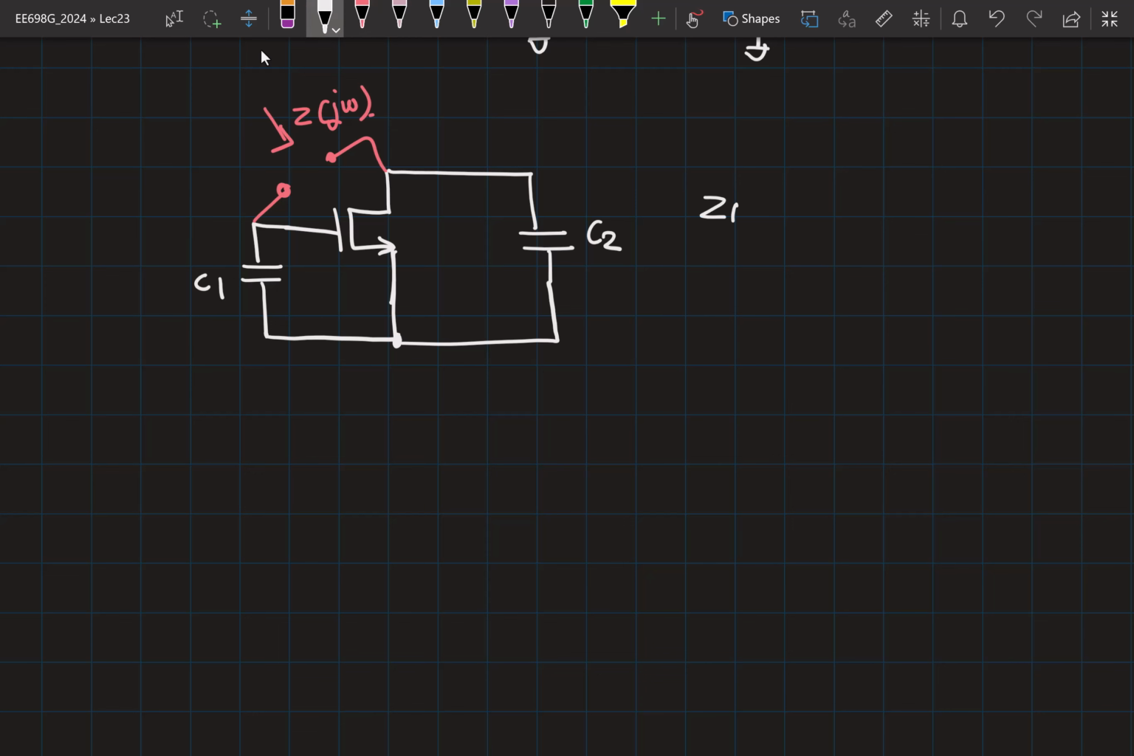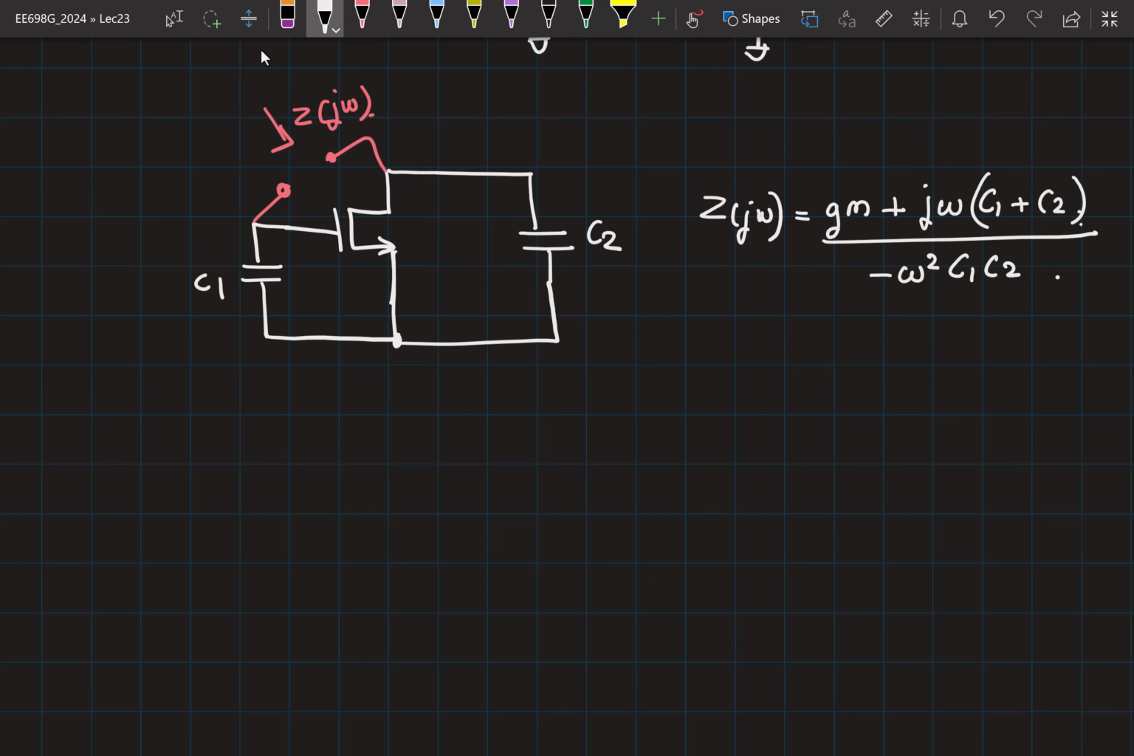What did you get the result as? Gm plus j omega (C1 plus C2) minus omega square C1 C2. Did you assume this to be ground? It's not ground in this, at least not yet. So you have applied VT here. Did you assume that this is at VT? No. So let me give you the result that you should be getting and show where the mistake is.